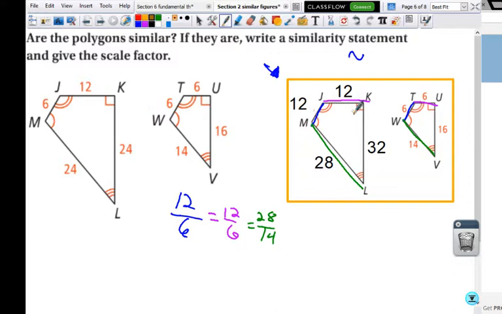32 over 16. Okay, 32 over 16. I wrote 13 over 16. All right, so we have to go through and make sure these actually equal each other. So what's 12 over 6, Kylie? Two. And then another 2, right? Tyler, what's 28 over 14? And then Quana, what's the last one? 32 over 16? What's 32 over 16?